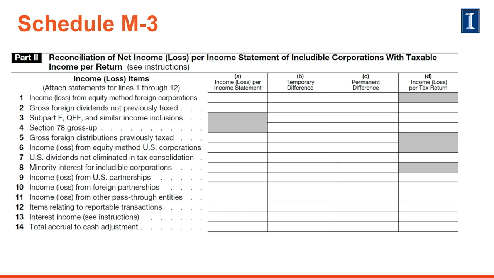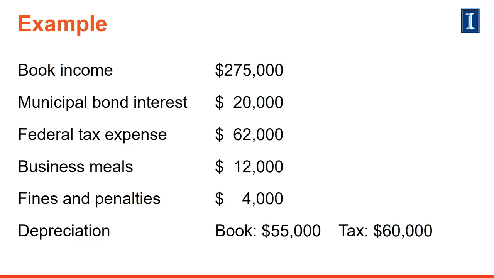Corporations with more than $10 million in assets compute Schedule M-3, which is a far more expansive book tax reconciliation than Schedule M-1. Instead of 10 lines, the M-3 includes 80 items over 3 pages. It also requires taxpayers to allocate book tax differences into their permanent and temporary components. To wrap up this discussion, consider a simple example.